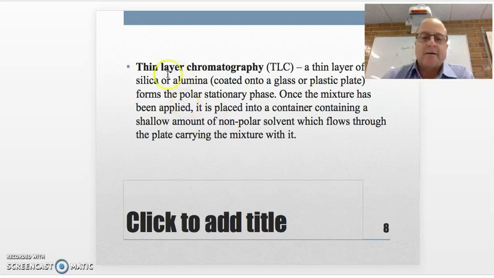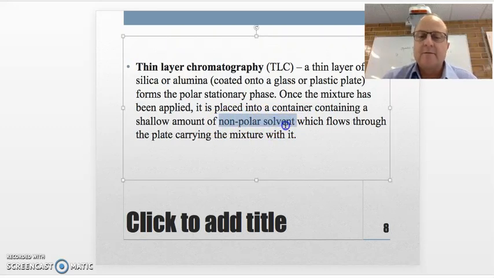And silica and alumina are polar. That is a polar stationary phase. So like the first type that we mentioned before, this is normal phase chromatography. Once the mixture has been applied, it is placed into a container containing a shallow amount of non-polar solvent. Now this non-polar solvent is, in fact, the mobile phase. It is the solvent, the liquid that will be carrying the mixture with it across the stationary phase.